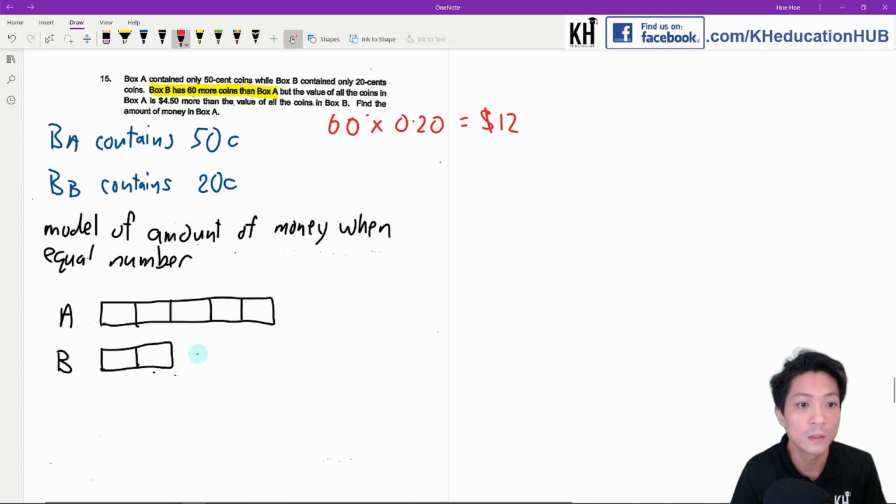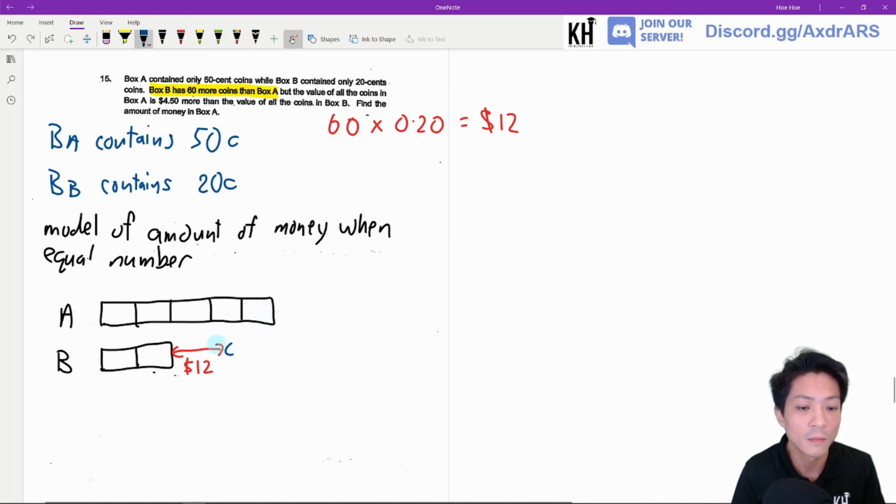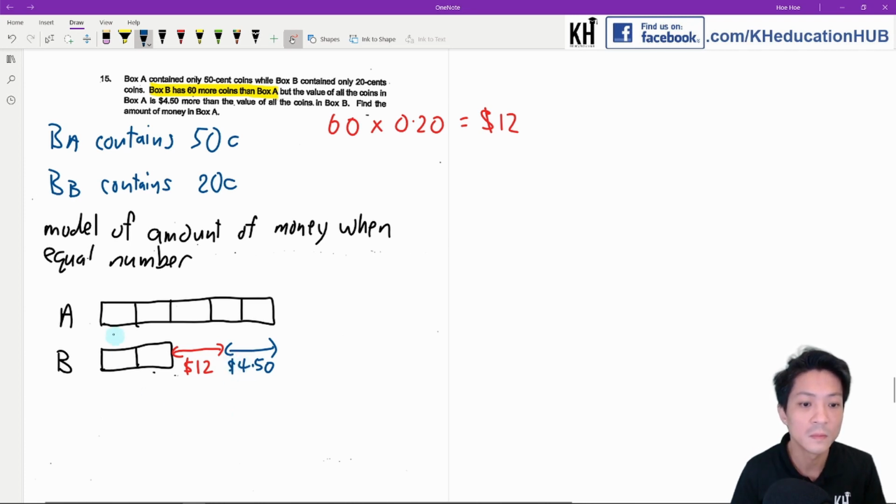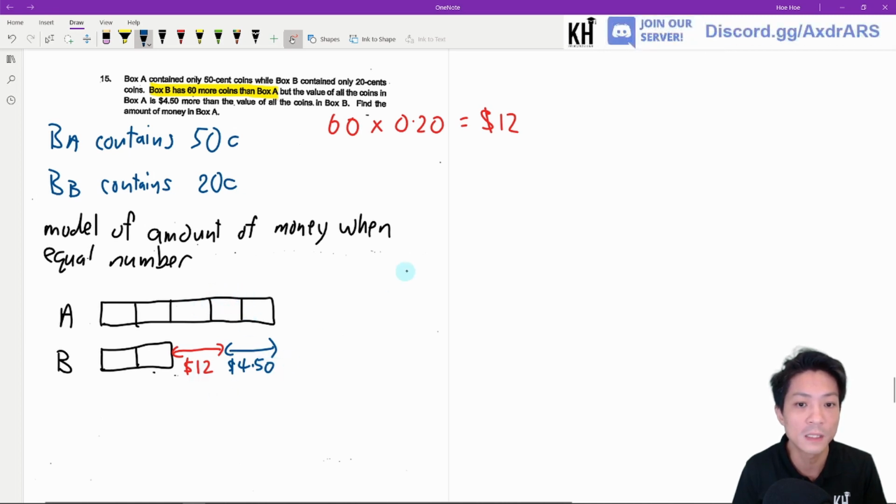Okay, but the value of all the coins in box A is $4.50 more than that, right? So I removed the $12, which can be represented by here to here. I do not know how long or how short it is. $12. And there is another $4.50 here. Okay, which means that the 3 units over here is equal to $12 plus $4.50.